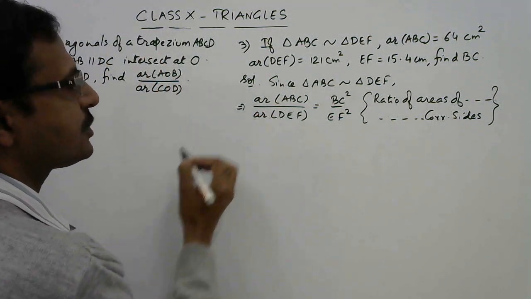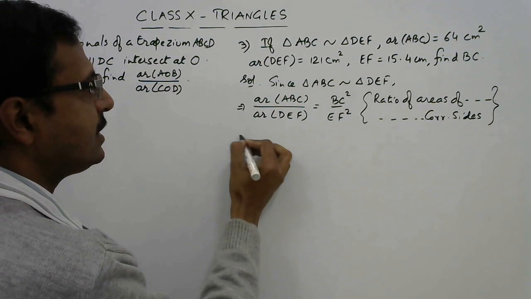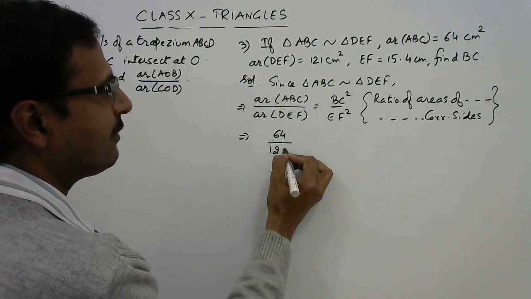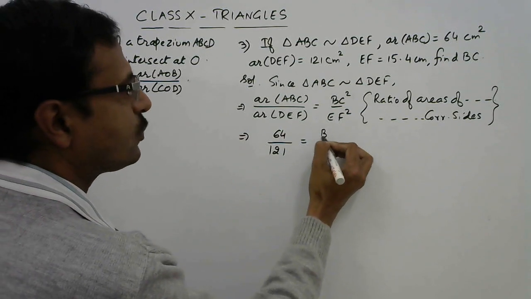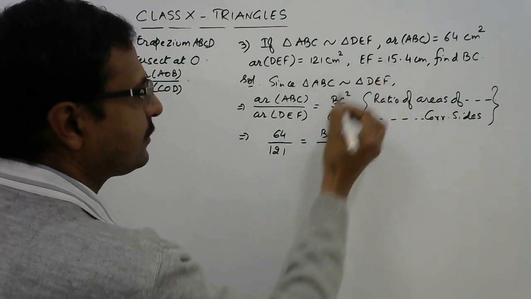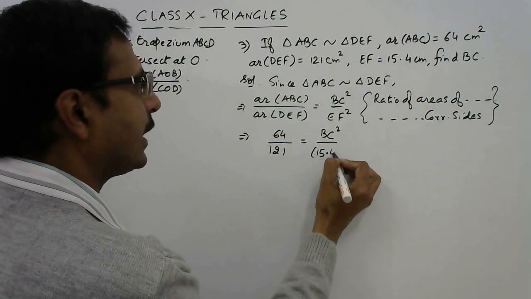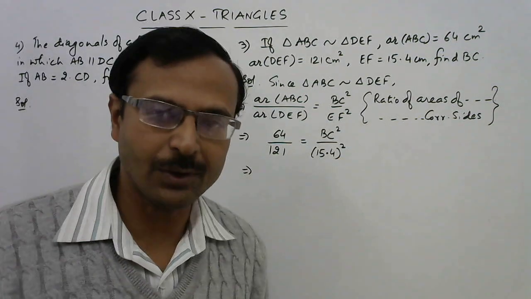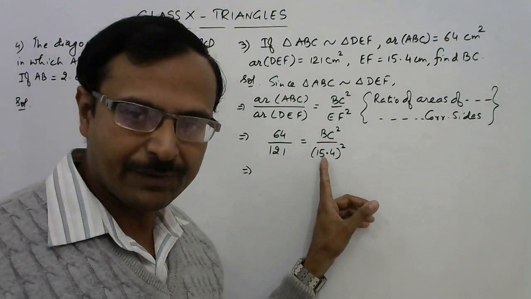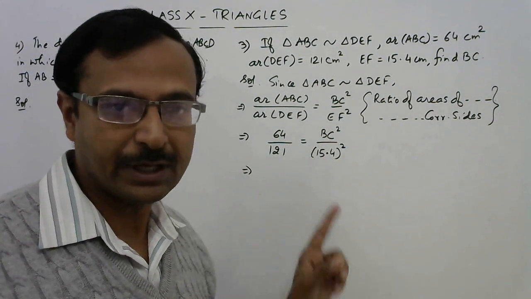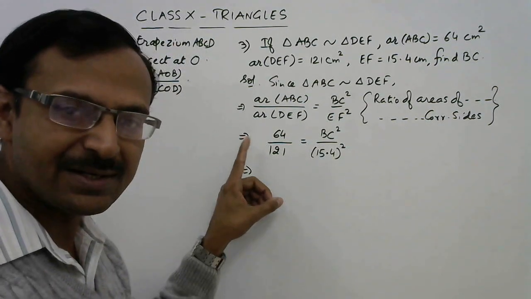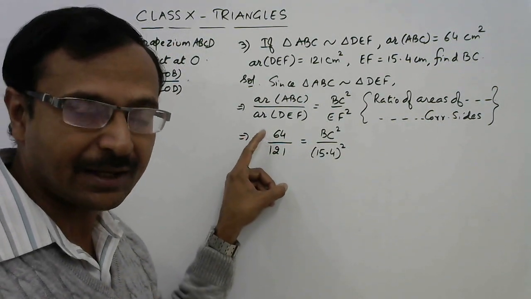And now just substitute the values. Area of ABC is given as 64. Area of DEF is given as 121. BC square we need to find, and EF square is 15.4 square. Now students, after this, a lot of students commit an error of multiplying 15.4 by 15.4, thereby finding the square of this. You don't need to find the square of this because the right hand side is an exact square.